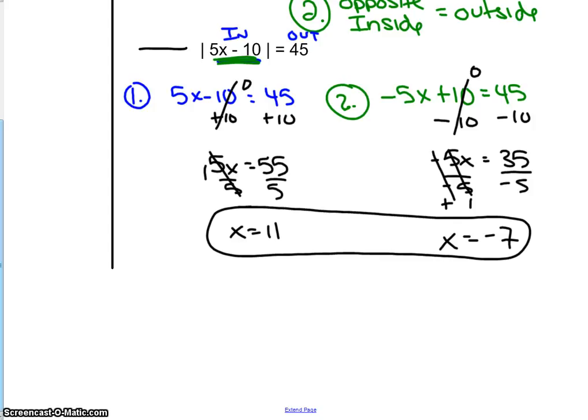If I go back up into my original, 5 times 11, 55, minus 10 is 45. Absolute value is 45. 5 times negative 7 is negative 35, minus 10 is negative 45. Absolute value positive 45. Notice we got that positive 45 in one of the cases inside and the negative 45.